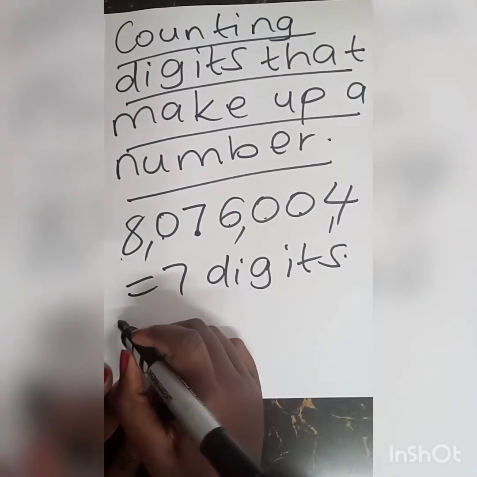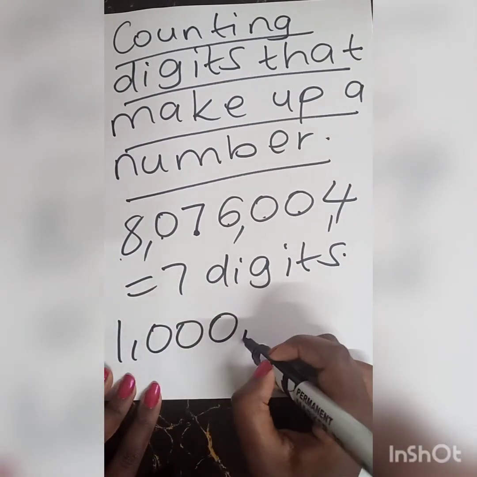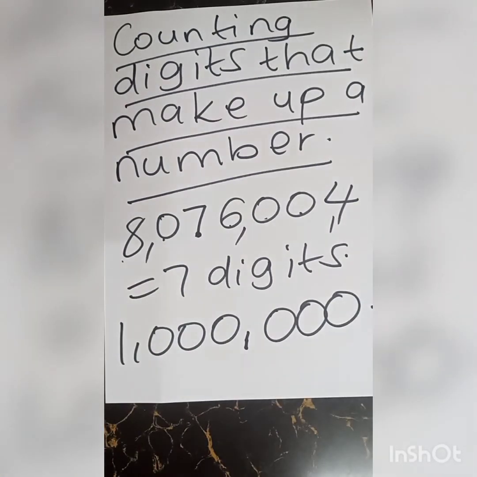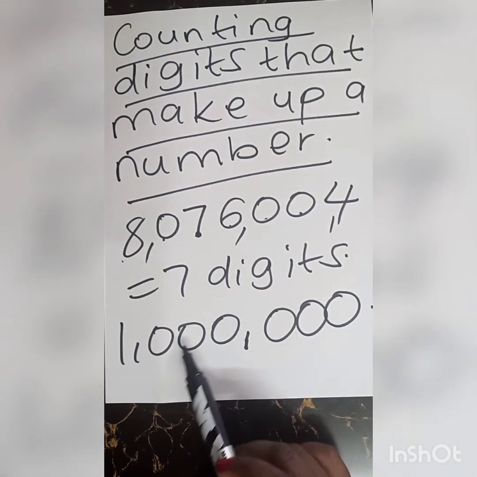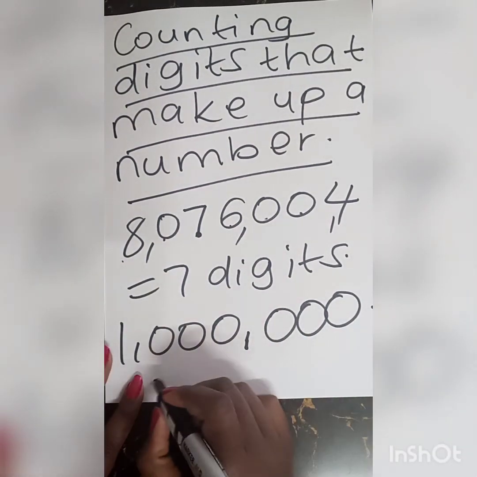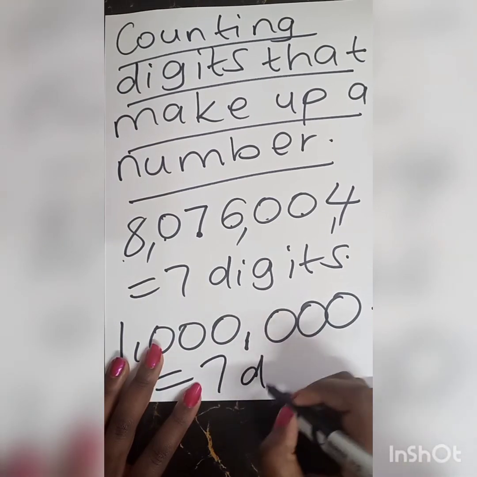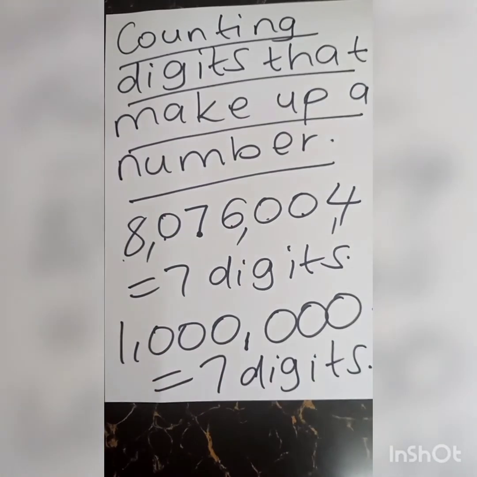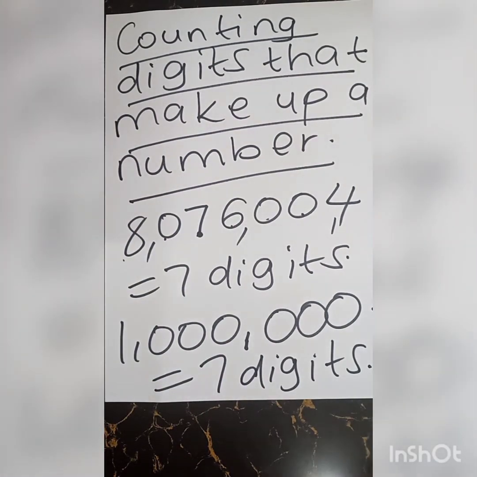Let's look at one more example. What of a number like a million? How many digits does this number have? A million has, let's count together, 1, 2, 3, 4, 5, 6, 7. A million has 7 digits. Okay? And that's it for digits.